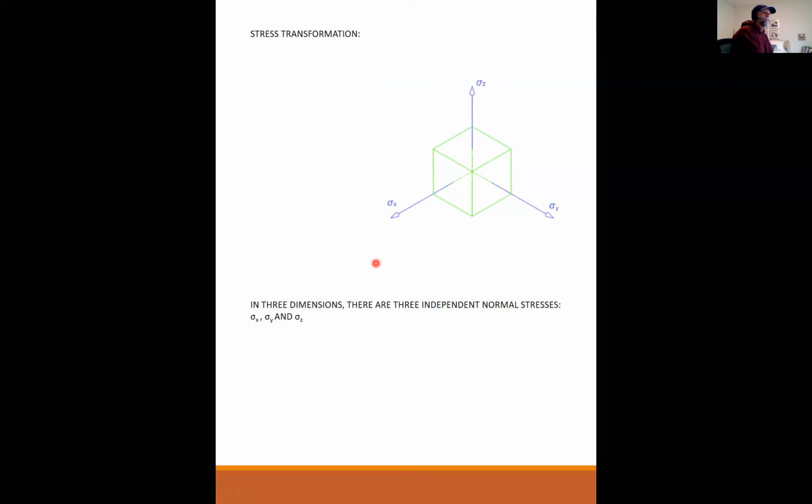And so in 3 dimensions, there are 3 independent normal stresses in the Y, in the Z, and the X direction. And so we use the subscripts as follows. This is going to be our sign convention. In the y-axis, a normal stress is sigma y, in the z-axis sigma z, and the x-axis sigma x. That's pretty self-explanatory.